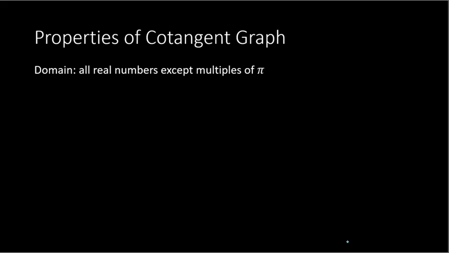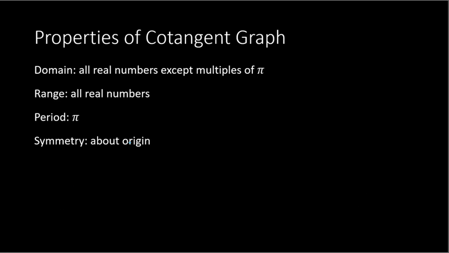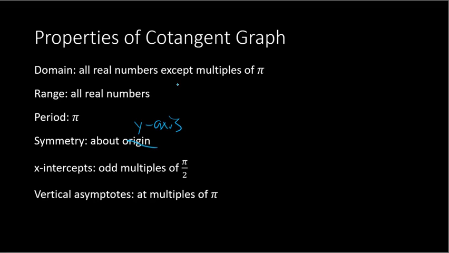And then the range, just like with tangent, would also be all real numbers. And the period as well would be pi, just like it was with tangent. And this one has symmetry. And the symmetry would be about the y-axis. So not the origin, but the y-axis. And then we're going to have x-intercepts at odd multiples of pi over 2. And we're going to have vertical asymptotes at multiples of pi, which is where the domain would be undefined, right? At multiples of pi, that's where your asymptotes are going to be.